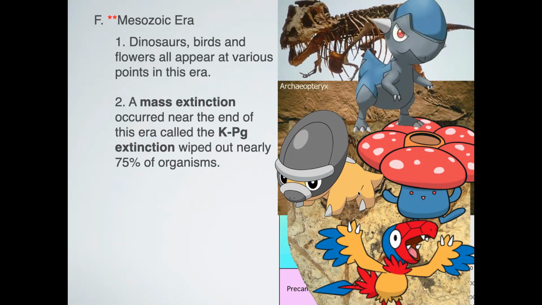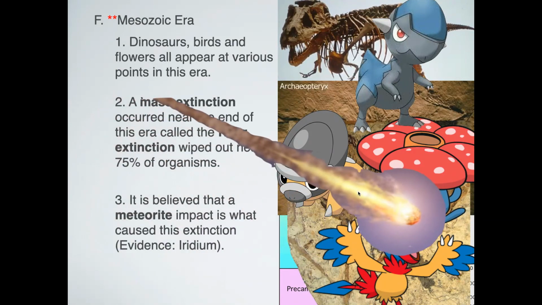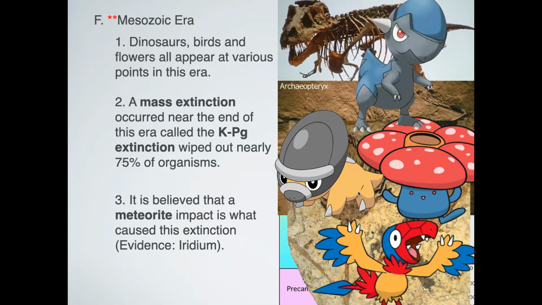There is a mass extinction event though, right? That occurred near the end of this era. It's called the KPG extinction, and it wiped out 75% of the organisms. So not as much as the PT extinction, but still pretty crazy. This one though, we're pretty sure we know exactly what caused it. We think it was a meteorite impact.